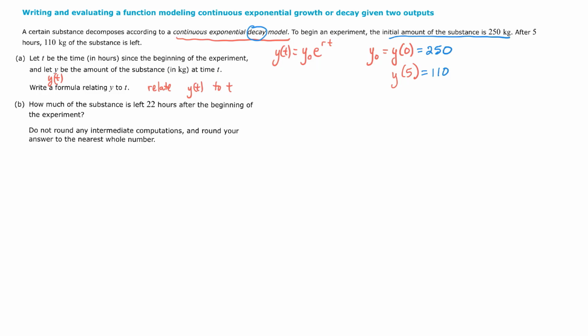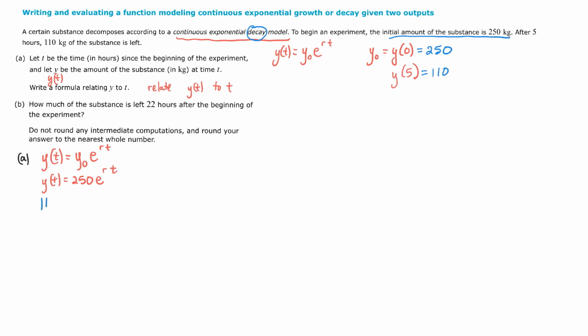Let's take some of this information and complete part A. y of t is equal to y sub 0 e to the rt. And we already know what y sub 0 is. It's 250. So we have y of t is equal to 250, we have e, we don't know r, and t is our variable. So our goal here is to find r. How can we find r? So we're going to use the next piece of information.